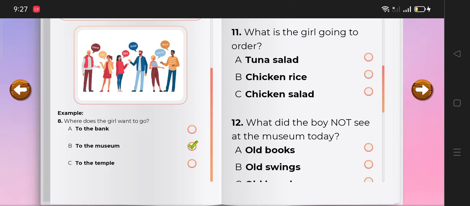What is the girl going to order? A. Tuna salad. B. Chicken rice. C. Chicken salad.